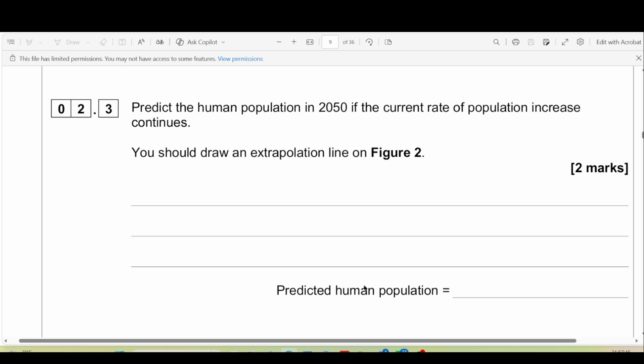Predict the human population in 2050 if the current rate of population increase continues. You should draw an exponential line figure to predict the human population in 2050 if the current rate of population increase continues.